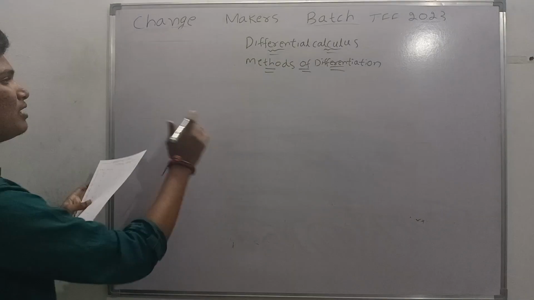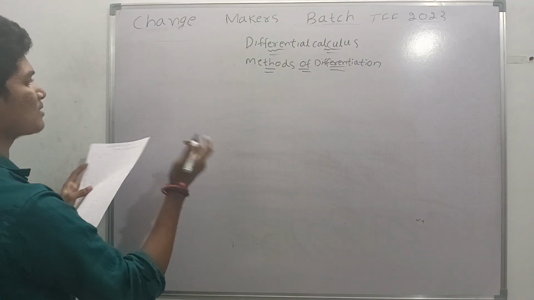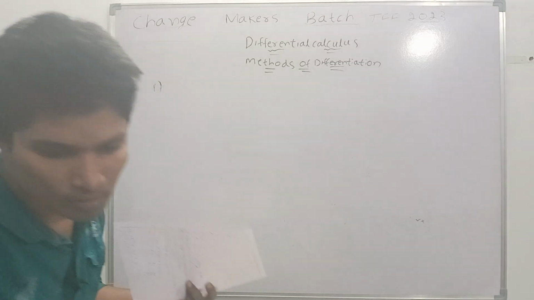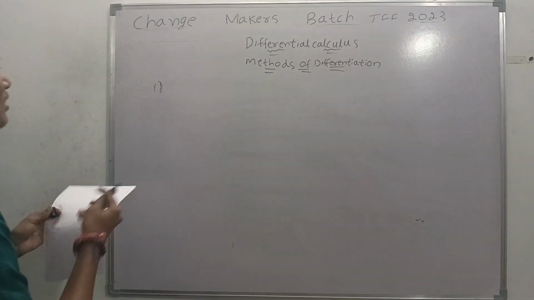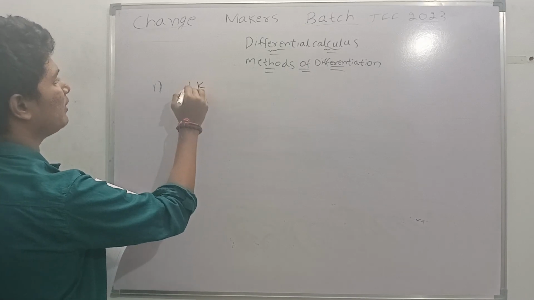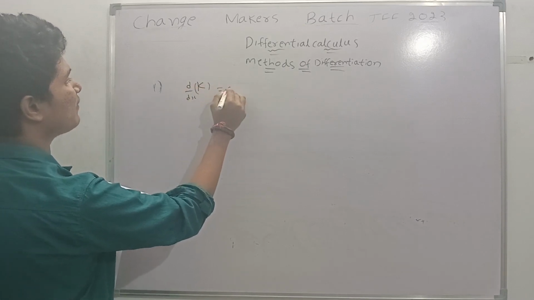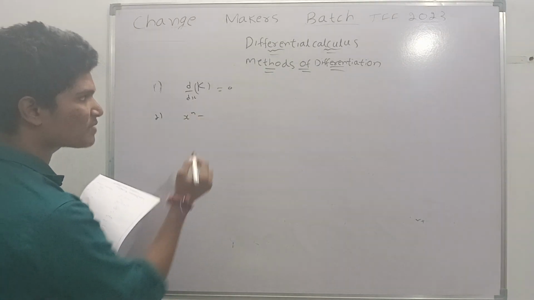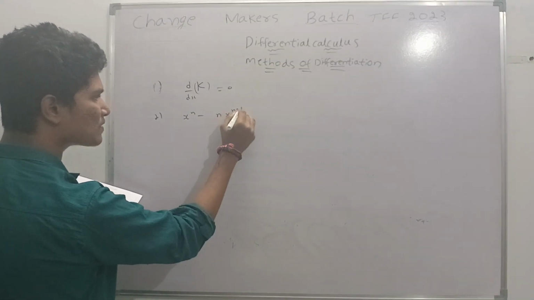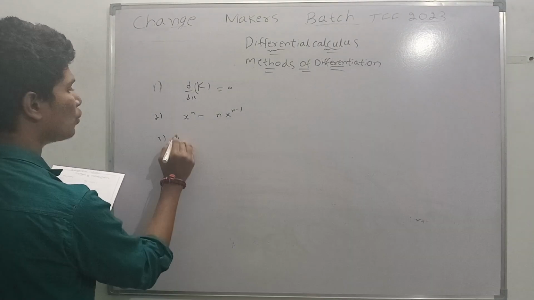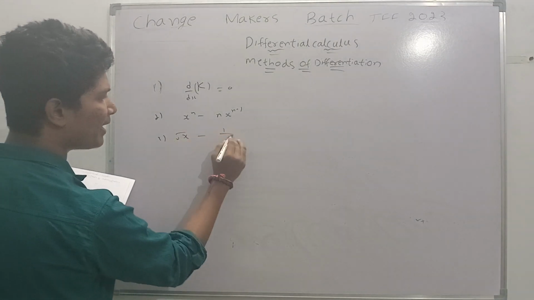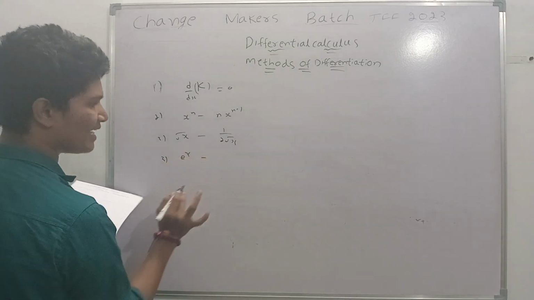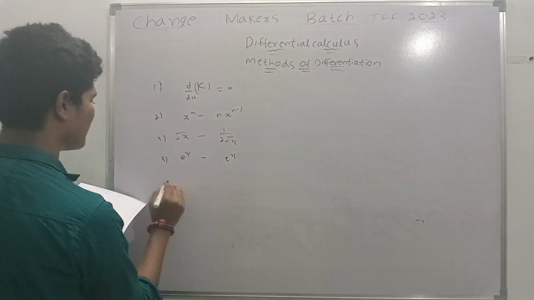In methods of differentiation, in basic formulas, first you already know the differentiation of a constant, d by dx of a constant. What is the differentiation? 0. Second, x power n. The differentiation of x power n is n into x power n minus 1. Third, root x. The differentiation is 1 by 2 root x. Next, e power x. E power x doesn't change; its differentiation is e power x, that's it.